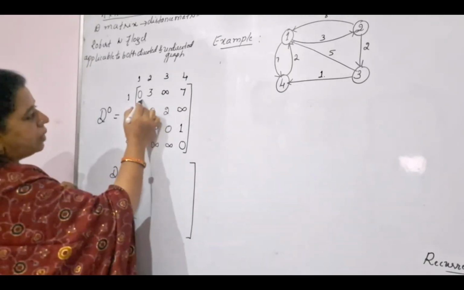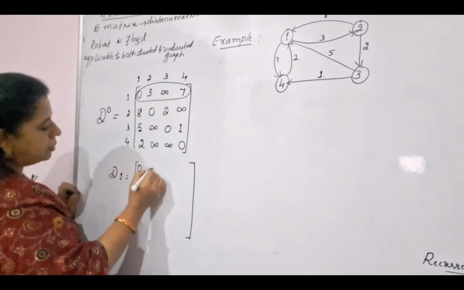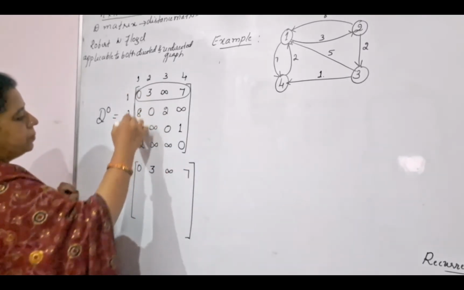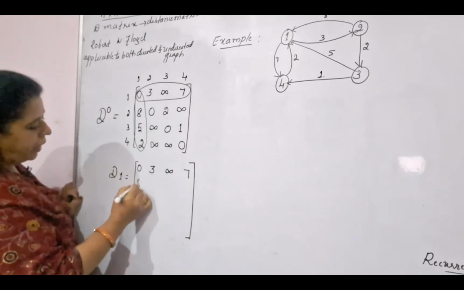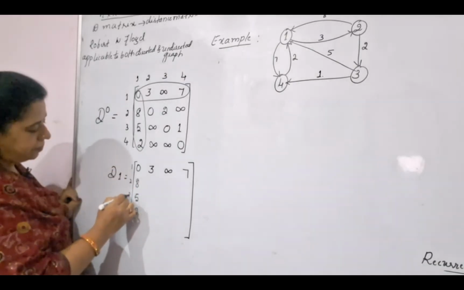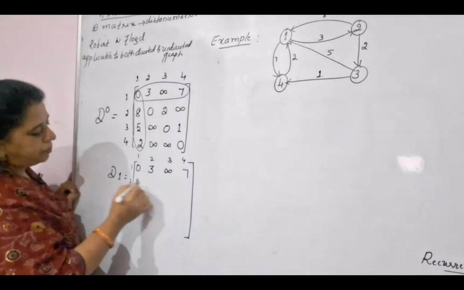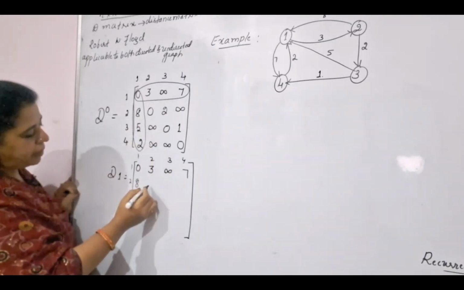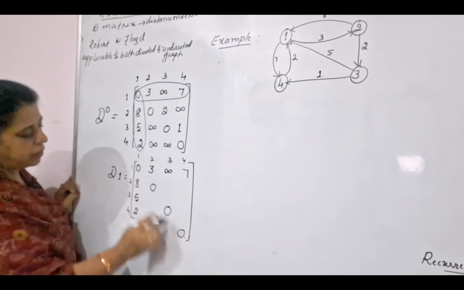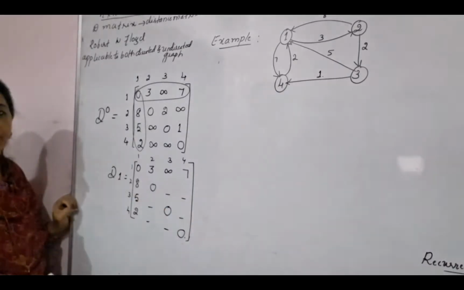So it will be 0, 3, infinity, 7 for the first row, and the first column 0, 8, 5, 2. These things you have copied down as it is. Now the diagonal elements you also need to write down as it is. No need to change anything here. Now your job is to find the remaining values. Totally you need to find here 6 values.